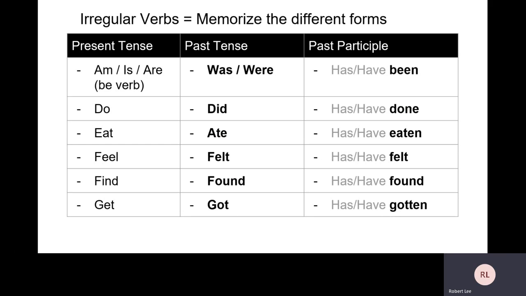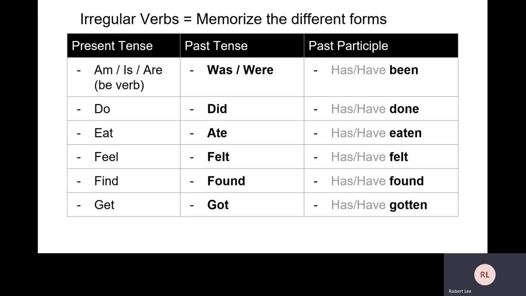So on the left, I have my list of the present tense versions of these irregular verbs. In the middle is the past tense version. And then on the very right is the past participle version. Again, we use the past participle for many different things. You can use it to talk about the perfect tense. You can use it to talk about passive voice. Those are probably the two most common ways to use the past participle.